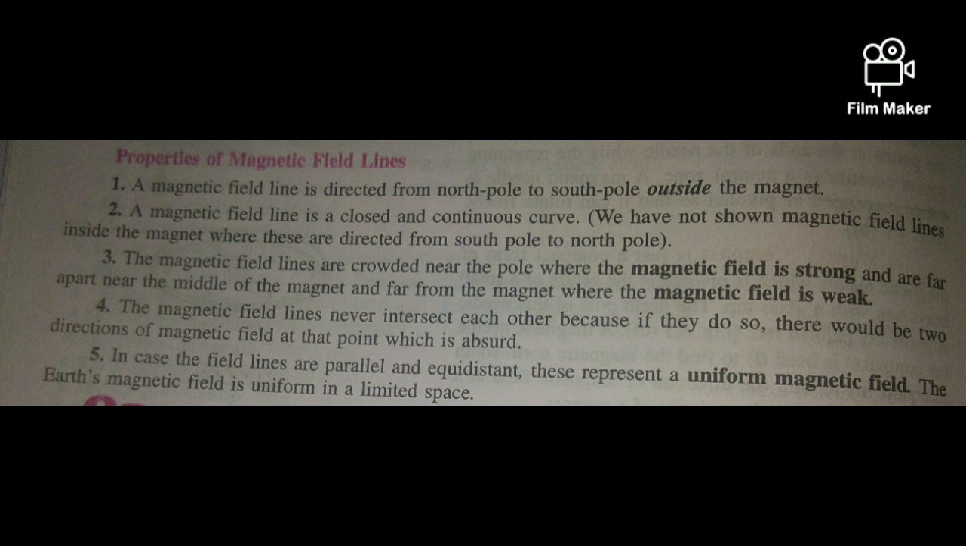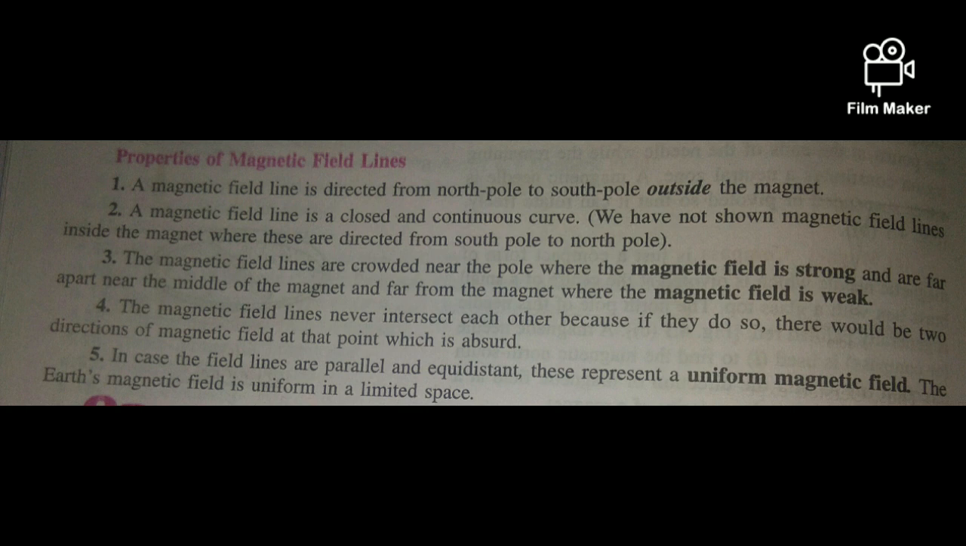One more most important thing is that these magnetic field lines never intersect each other. However close they may be, they never intersect, because if they did, there would be two directions of the magnetic field at that point, which is absurd and cannot be possible in a single magnetic field. If the field lines are parallel and equidistant, they represent a uniform magnetic field.